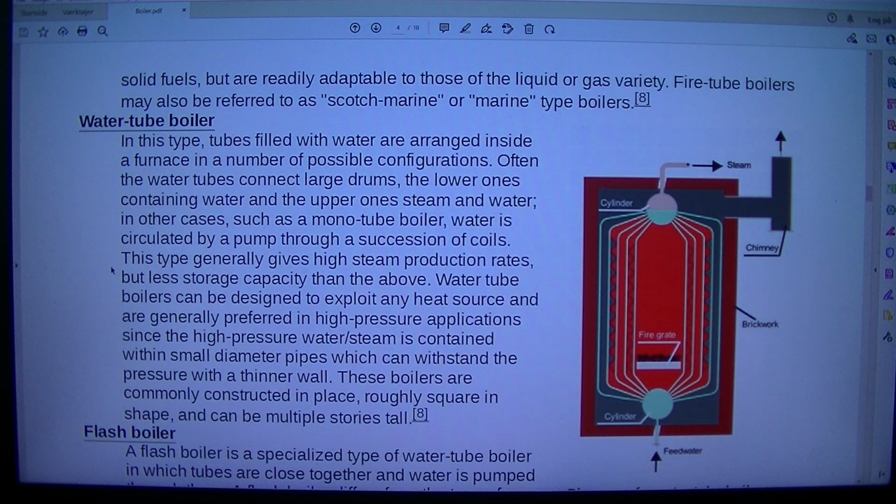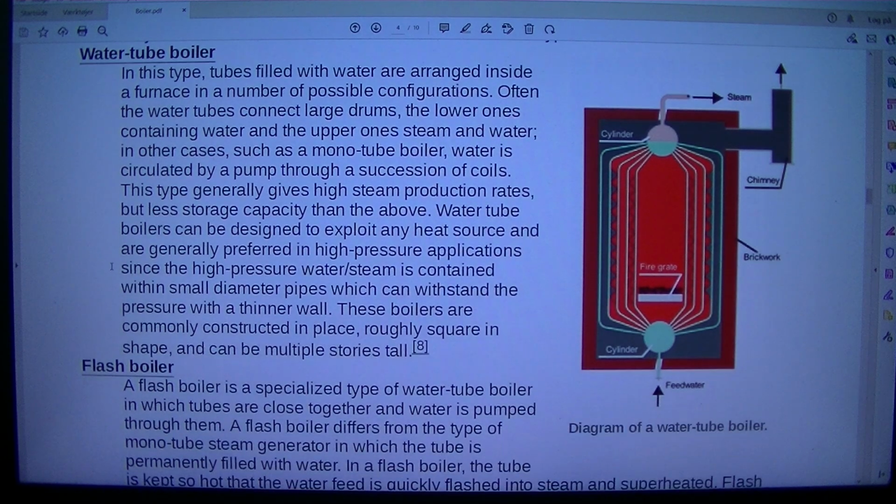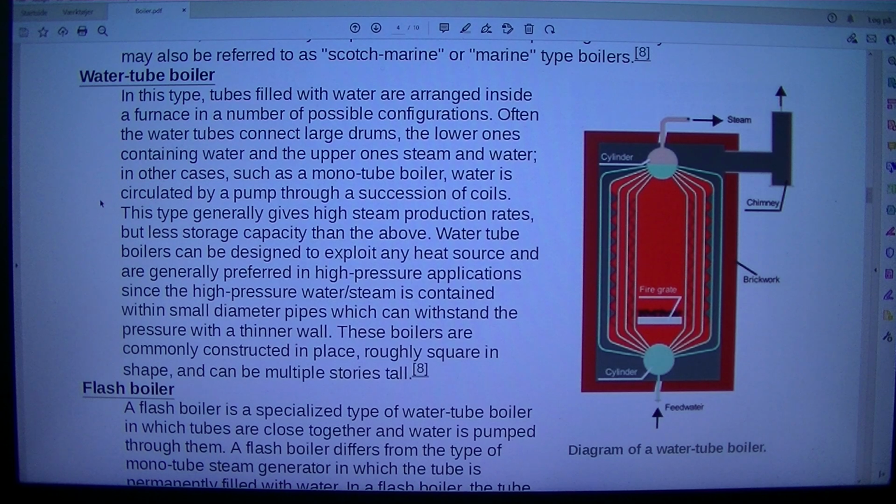Diagram of a water tube boiler. Water tube boiler. In this type, tubes filled with water are arranged inside a furnace in a number of possible configurations. Often water tubes connect large drums, the lower one containing water and the upper one steam and water. In other cases, such as a monotube boiler, water is circulated by a pump through a succession of coils. This type generally gives high steam production rates but less storage capacity than the above.